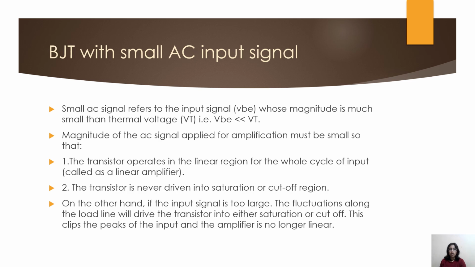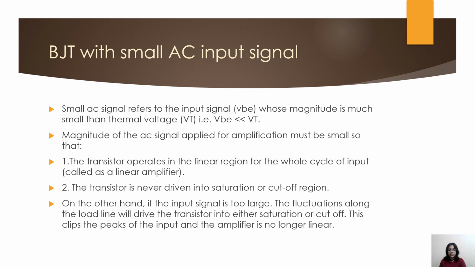BJT with small AC input signal. Small AC signal refers to the input signal VBE whose magnitude is much smaller than thermal voltage VT. That is nothing but VBE is lesser than VT. Magnitude of the AC signal applied for amplification must be small so that the transistor operates in the linear region for the whole cycle of the input, which is called a linear amplifier.